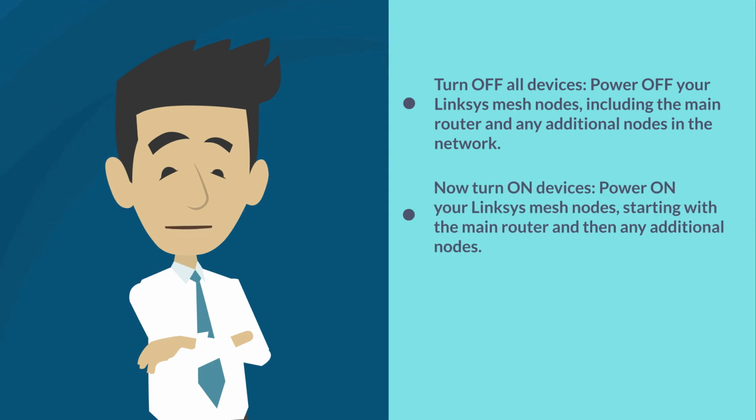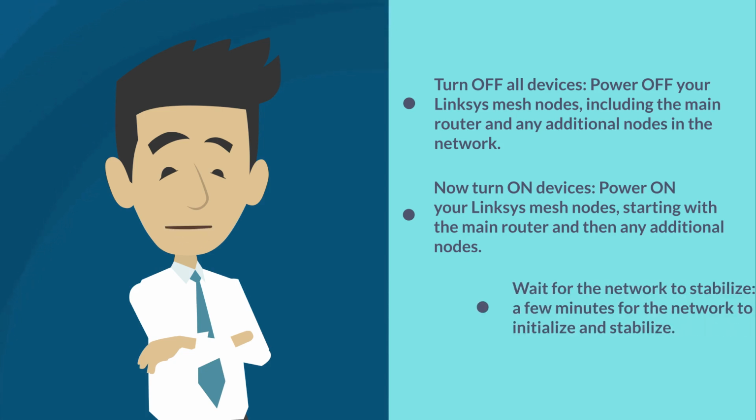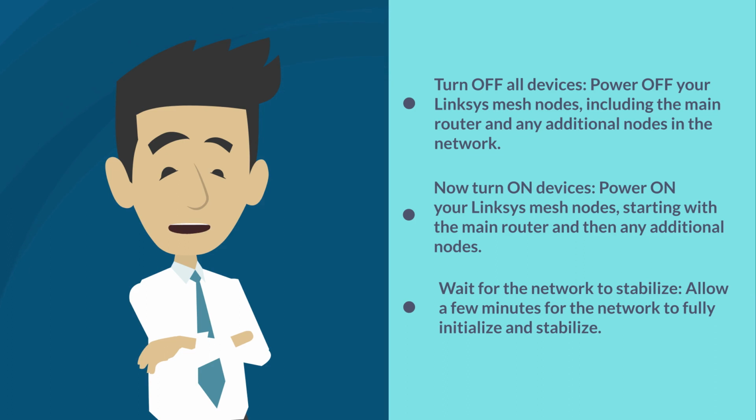Now turn on devices. Power on your Linksys mesh nodes, starting with the main router and then any additional nodes. Wait for the network to stabilize. Allow a few minutes for the network to fully initialize and stabilize.